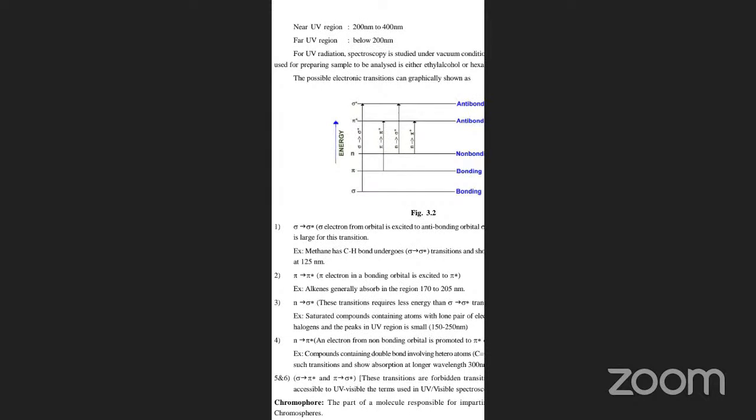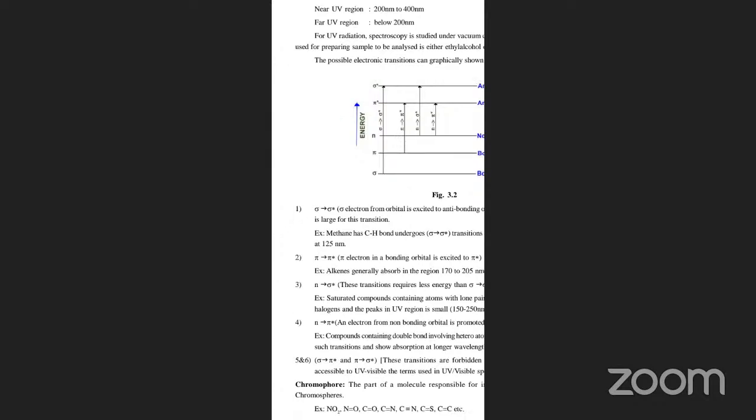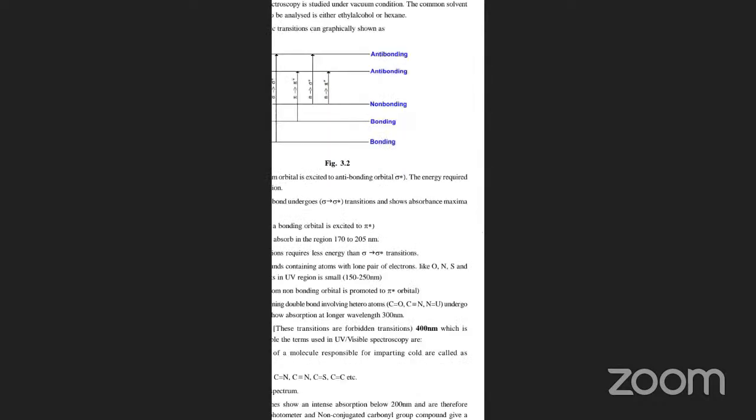Like that, a pi electron in the bonding orbital is excited to pi star. Alkenes generally absorb in the region 170 to 205 nanometer, and the transition requires less energy than sigma to sigma star transitions. Example, saturated compounds containing atoms with lone pair of electrons like oxygen, nitrogen, sulfur and halogens, and the peaks in the UV region are small.